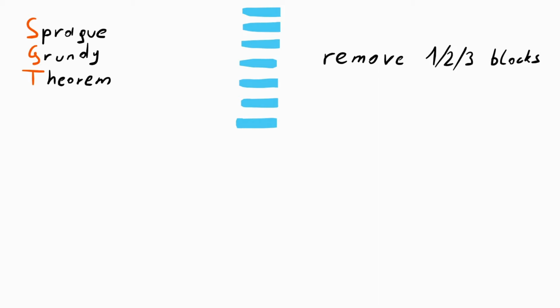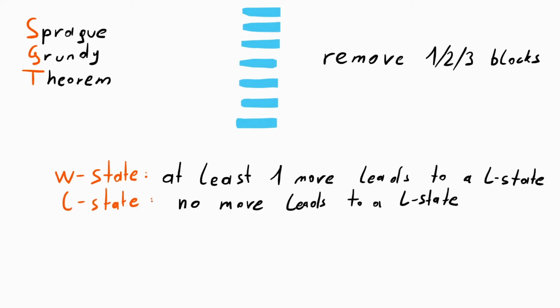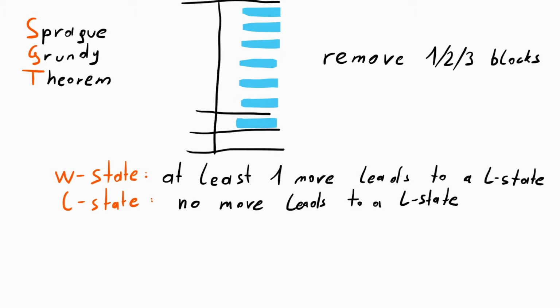In the last video I talked about the winning and the losing states. And here's just a reminder. A state is a winning state if at least one move leads to a losing state. And a losing state is a state where no move leads to a losing state. So if we analyze our game, we get the following winning states and losing states.